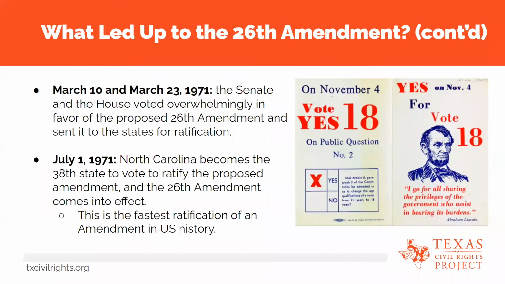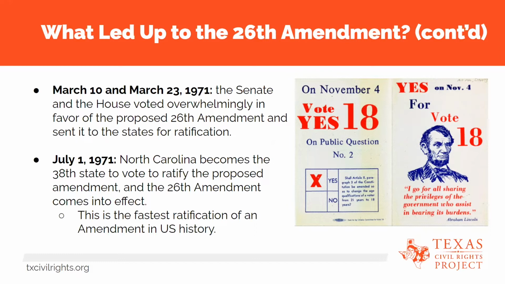So remember, June 1970, Congress amends the Voting Rights Act. December 1970, the Supreme Court hands down their decision in Oregon v. Mitchell. And then on March 10th and March 23rd, 1971, the Senate and the House respectively voted overwhelmingly in favor of the proposed 26th Amendment and sent it to the states for ratification.